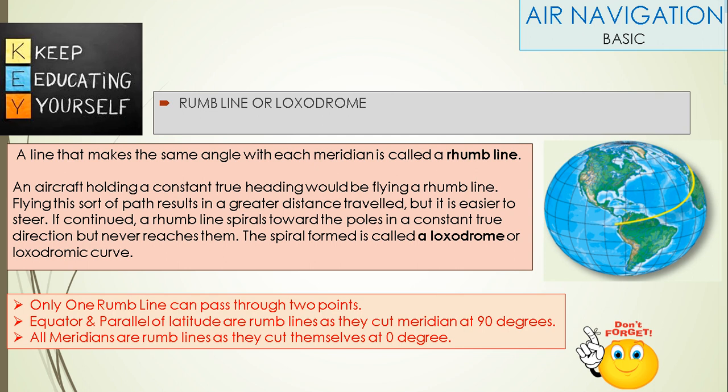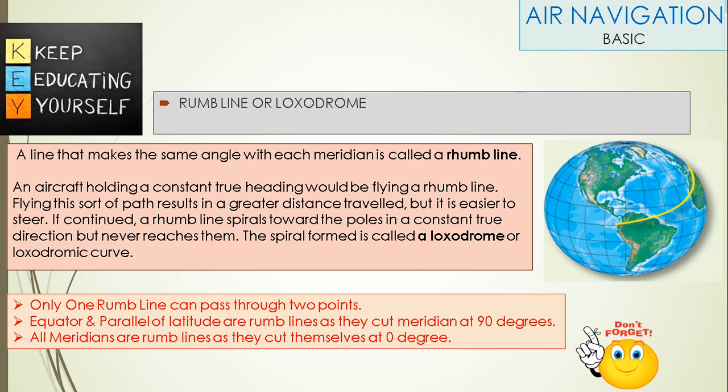The solution is the rhumb line or loxodrome. It is a line that makes the same angle with each meridian, called a rhumb line. An aircraft holding a constant true heading would be flying a rhumb line. Flying this sort of path results in a greater distance traveled, but it is easier to steer. If continued, a rhumb line spirals towards the pole in a constant true direction but never reaches it. The spiral formed is called a loxodrome or loxodromic curve.